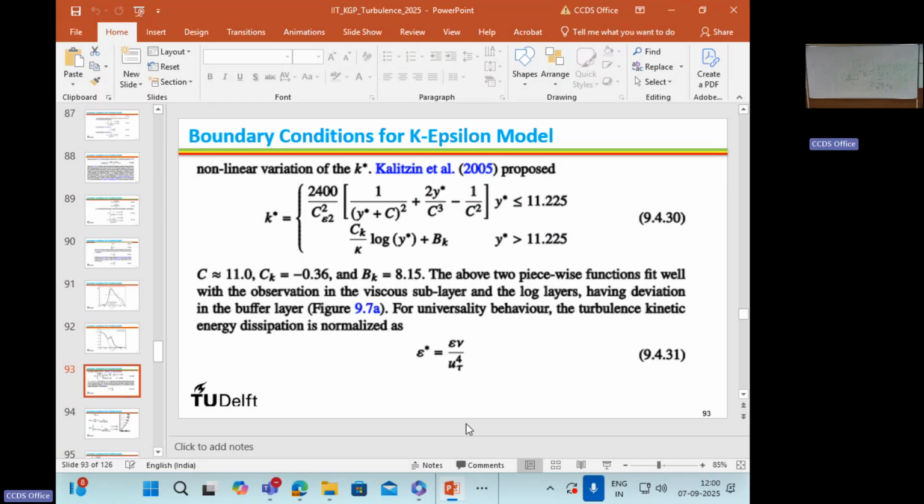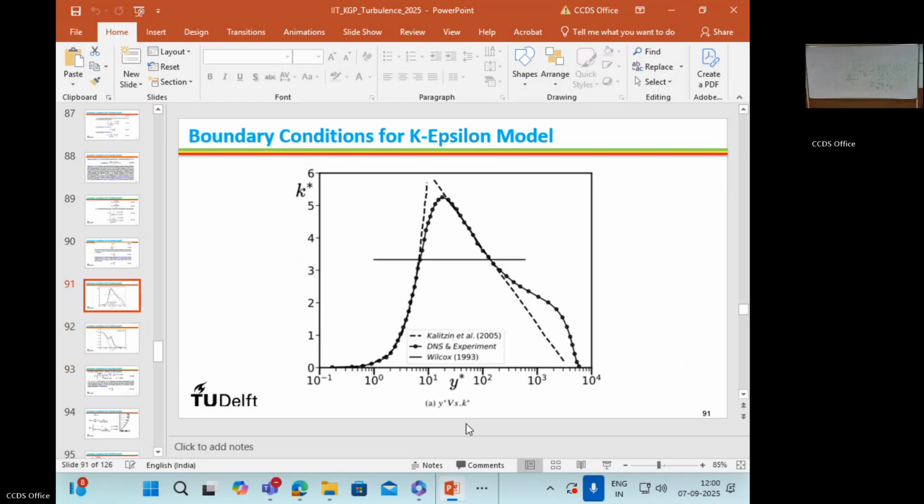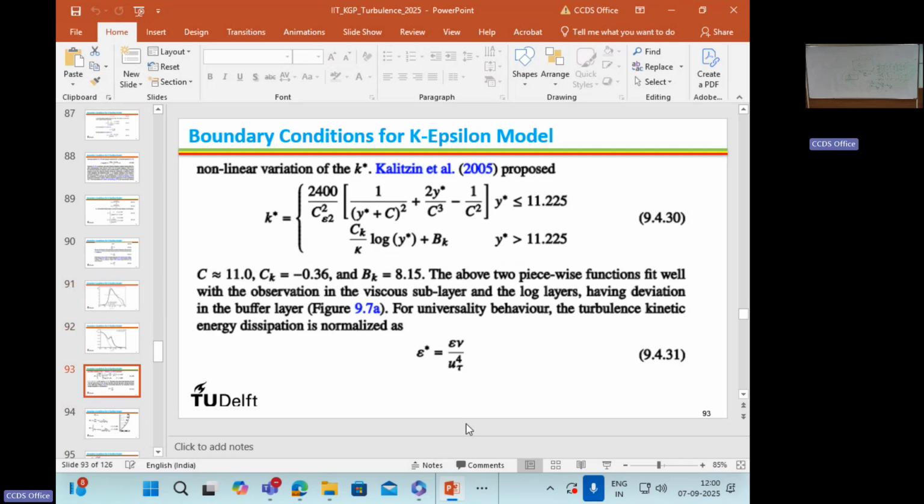Okay, then just like from this curve we fix an equivalent function for velocity, they also fix an equivalent function for K. If it is less than 11.225, K should look like this, otherwise K should look like this in the logarithmic region, right? For the standard K epsilon model, epsilon is not defined at the wall. You cannot integrate the epsilon equation up to the wall. Epsilon is not defined over here, right? Then what value of epsilon will you use?